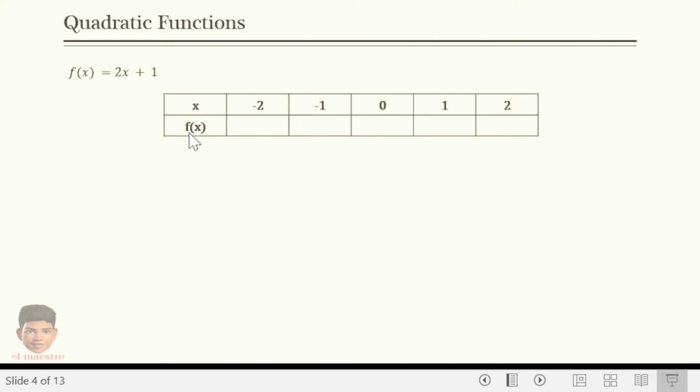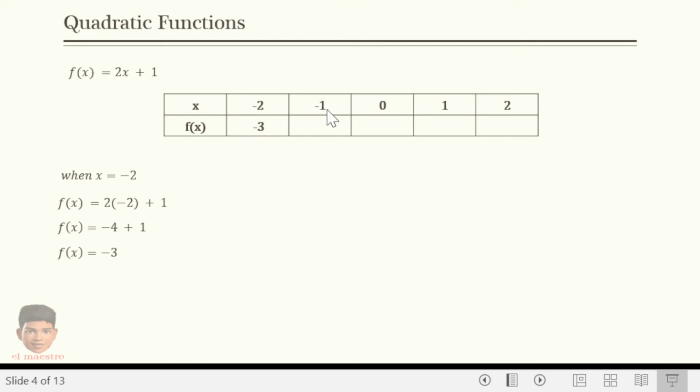Okay? So, paano natin kukunin yung f of x natin? So, i-substitute lang natin yung mga values ng x dun sa ating function. Let's say, for example, first, we have negative 2. So, when x is equal to negative 2, i-substitute natin yan. So, f of x is equal to 2 times negative 2 plus 1. Okay? So, do the math. Negative 4 plus 1. So, that is negative 3.